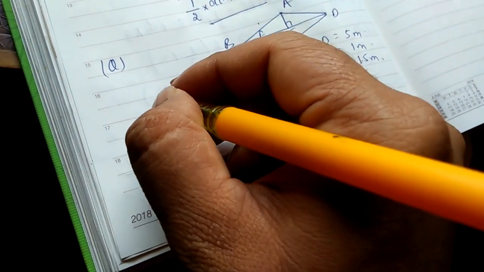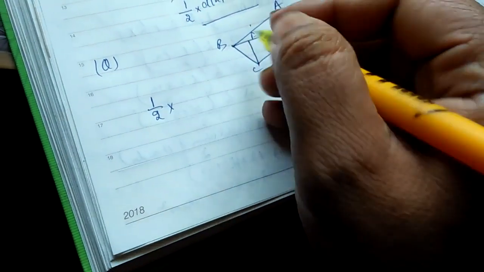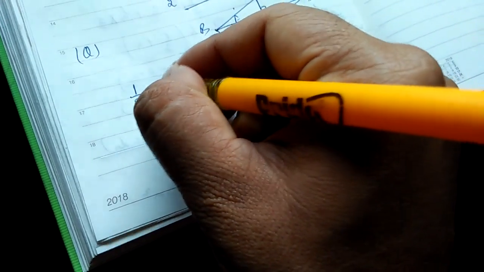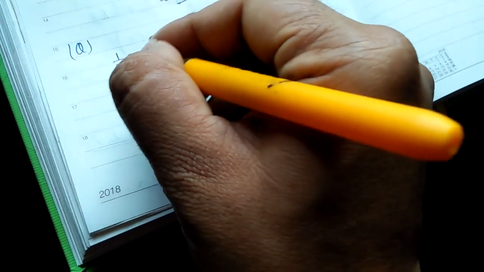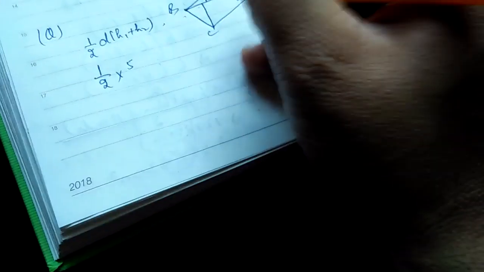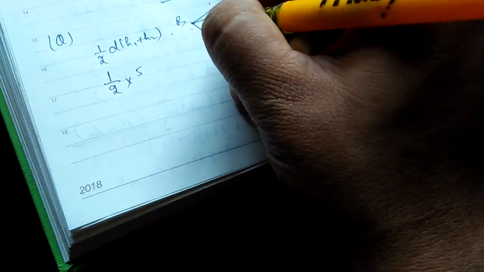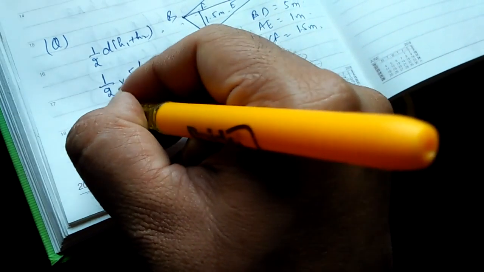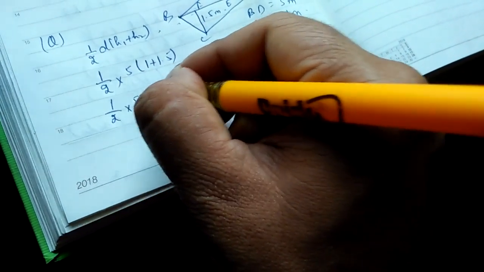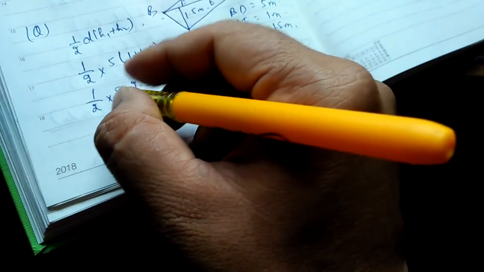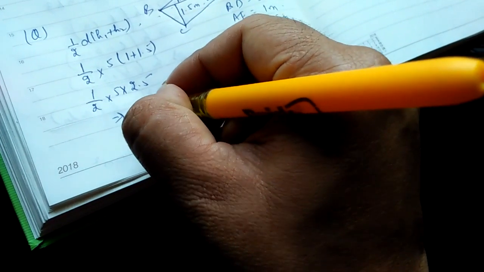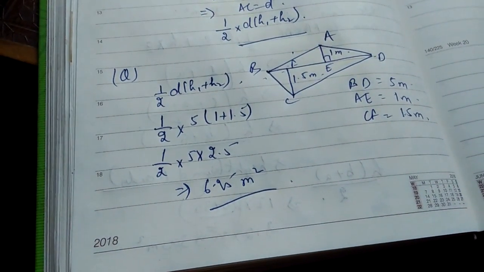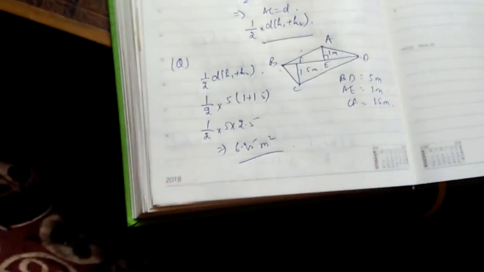So area is going to be half of common base. Common base here is BD, the diagonal. So half of BD into (H1 plus H2). H1 has been given as 1 meter, H2 is 1.5 meters. So half of 5 into 2.5. So 2.5 times 5 is 12.5, half of which is 6.25 meters square. This is going to be the area of this particular quadrilateral. Okay, so this is how you are going to find the area of this quadrilateral.